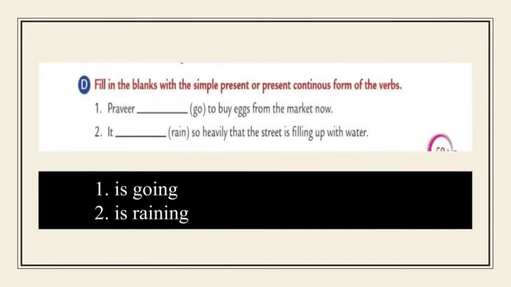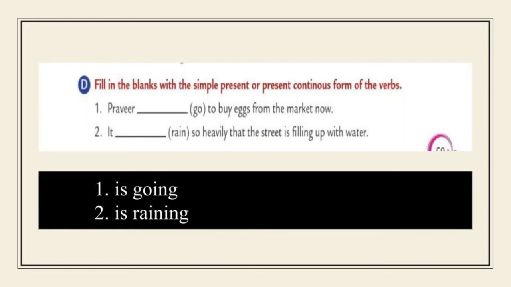Okay students, let's move to the fourth exercise, that is fill in the blanks with the simple present or present continuous form of the words. Students, some sentences are given with the help of verbs inside the bracket. We should write simple present or present continuous. Okay, look at the first one. Pravir dash to buy eggs from the market now. So the given verb is go. So we should use either simple present or present continuous. So which one is correct? Pravir is going to buy eggs from the market now.